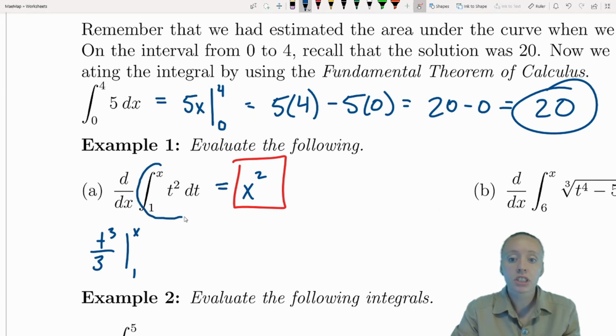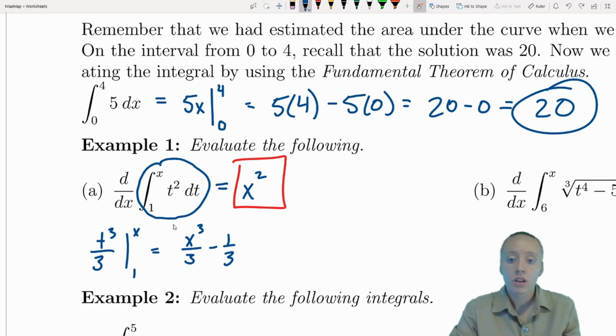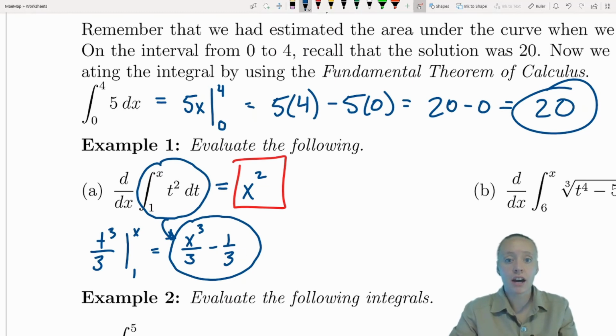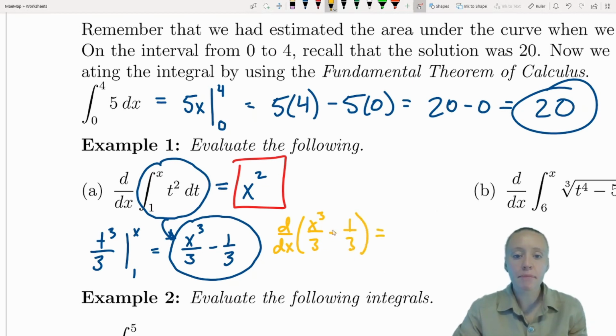Again, I am just integrating t squared dt with respect to t. That gave me t cubed over 3, and now I'm going to plug in my bounds and subtract. So I'm going to have x cubed over 3 minus 1/3. This is the integral, but what I'm going to do is then take that derivative with respect to x. So if I differentiate now x cubed over 3 minus 1/3 with respect to x, look what's going to happen.